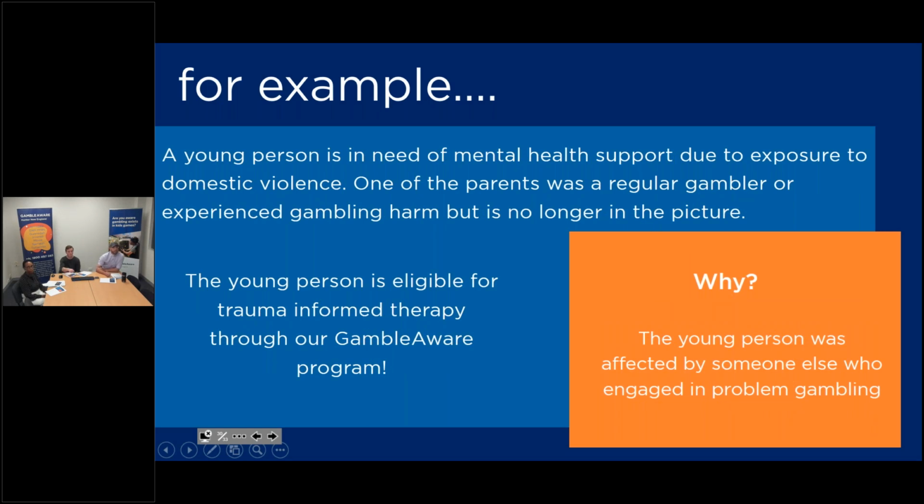And then finally, you might have a young person who comes in and is in need of mental health support due to exposure to something like domestic violence, and they might mention that one of their parents was a regular gambler or is experiencing gambling harm, but they're no longer in the picture. That young person would be eligible for our trauma-informed therapy with our gambling counsellors, because that young person's been exposed to gambling harm through their parents' gambling behaviour.